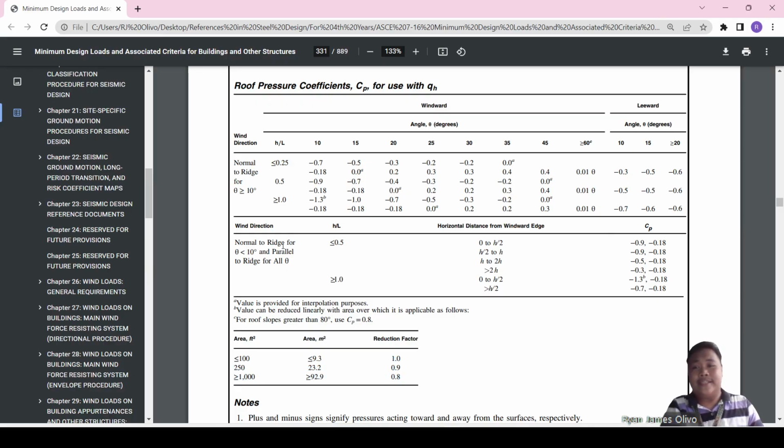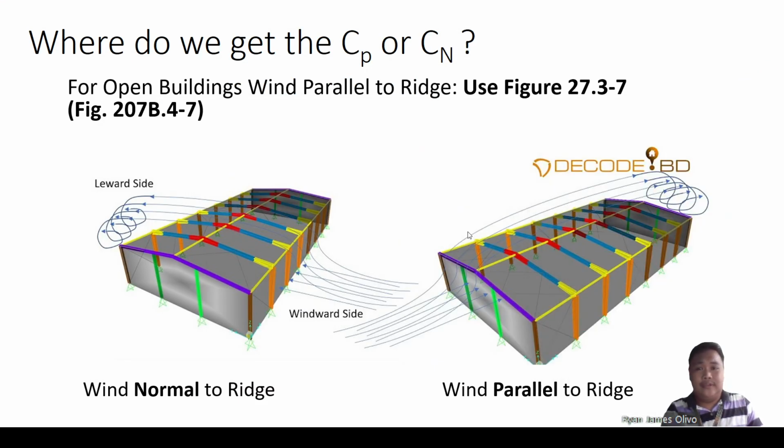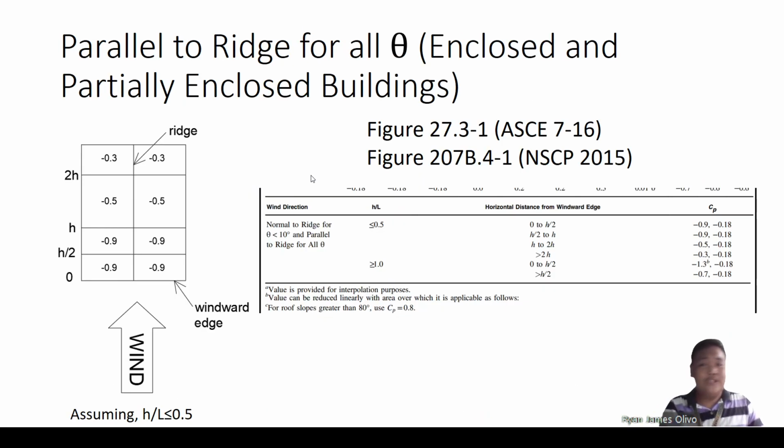So anyway, what is this I'm talking about, normal to the ridge? Let's try what I'm talking about. This is when parallel to the ridge, for all theta. As you can see here, guys, if our wind is parallel to the ridge, this is parallel to the ridge. This is our windward edge. Our windward edge is the side that faces the wind.